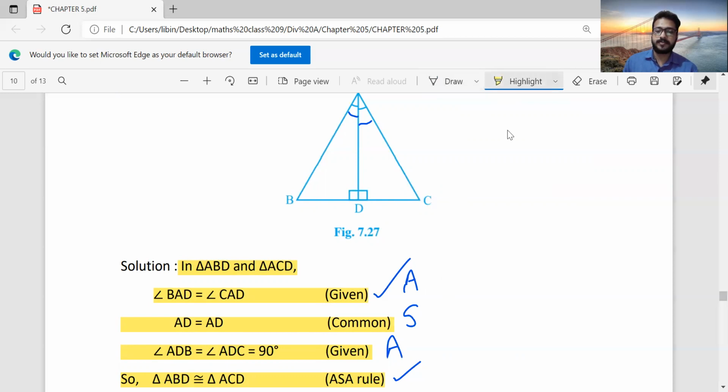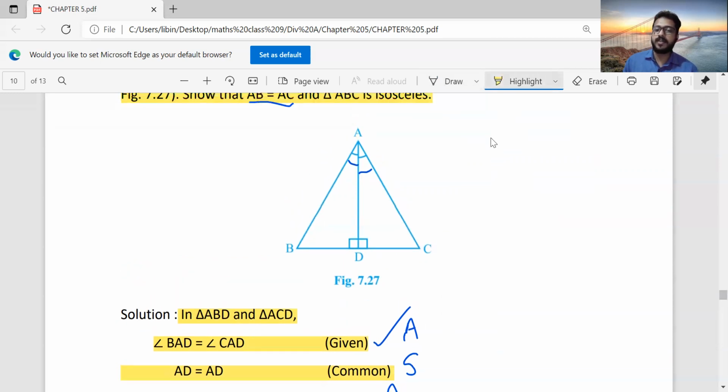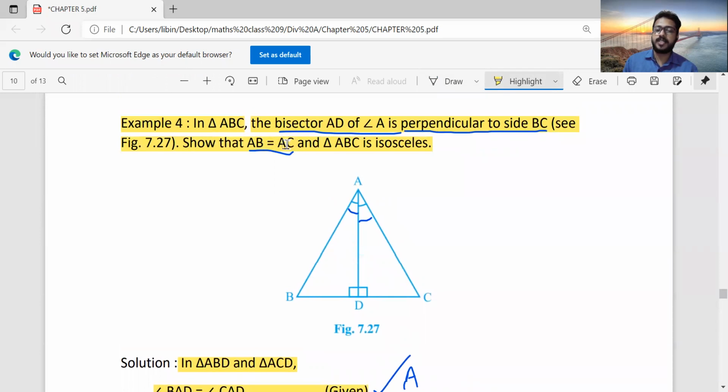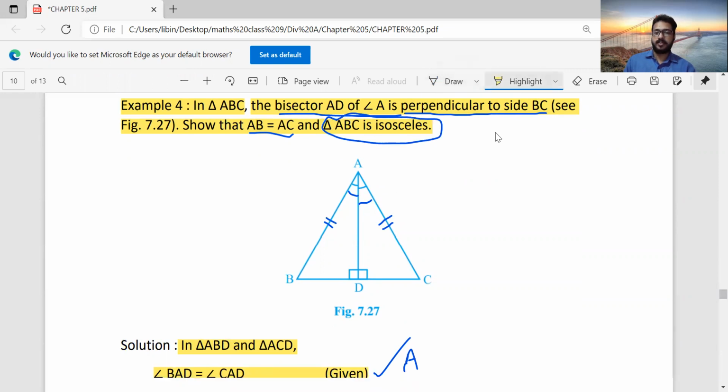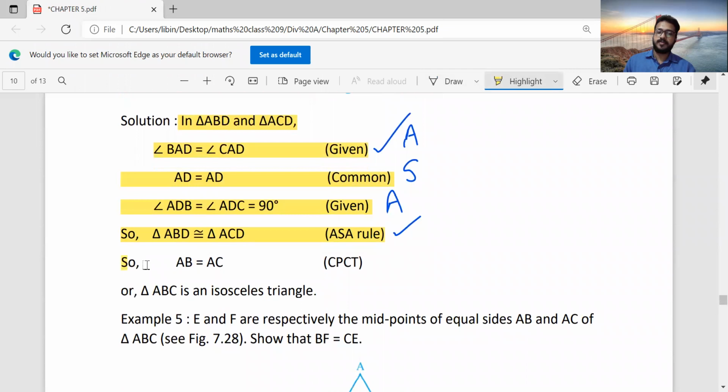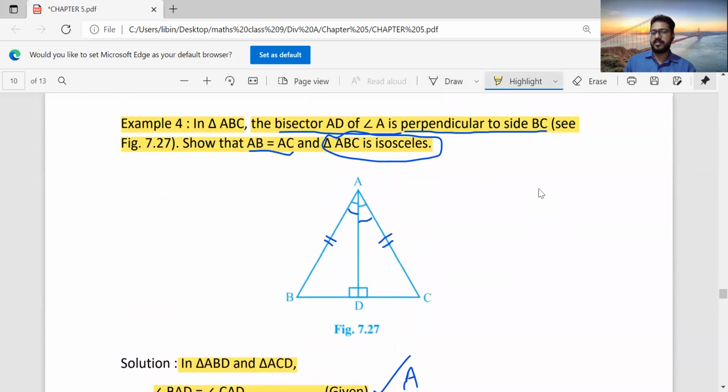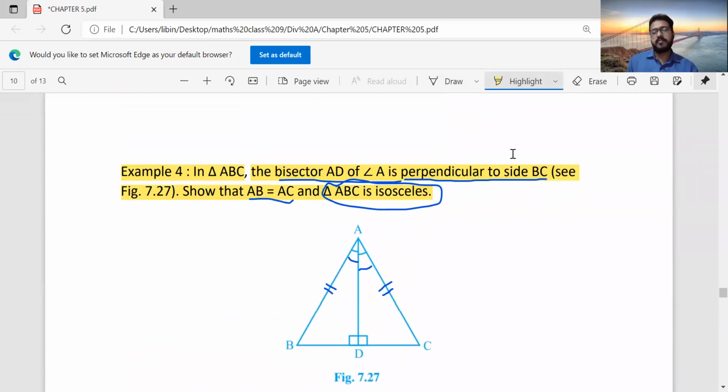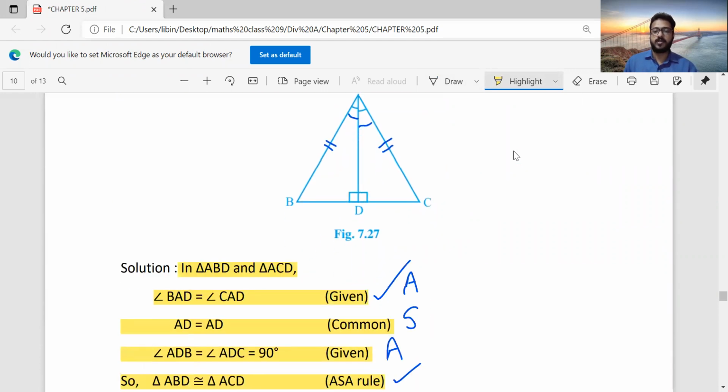And if they are congruent, then what can we say? Then the corresponding sides should be equal. So AB should be equal to AC. And what happens if AB is equal to AC? Then we can say that triangle ABC is an isosceles triangle. So this example is very easy. In the same manner in which we prove the theorem, we can prove this example also.